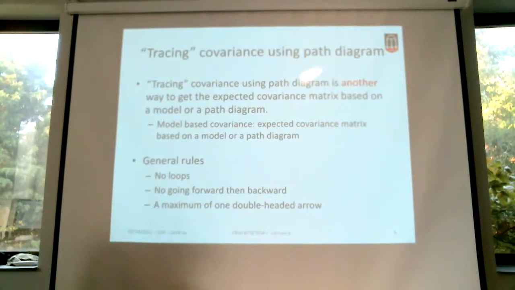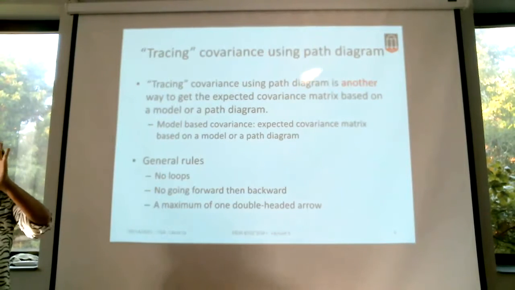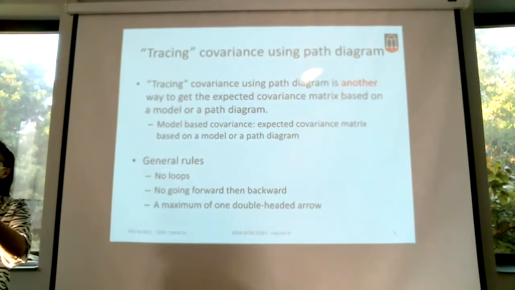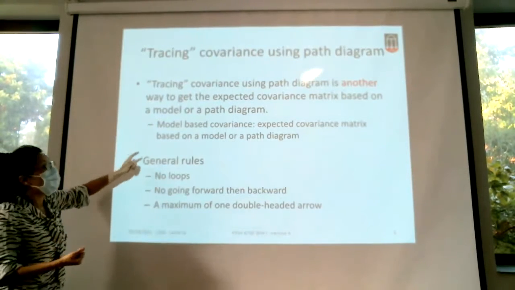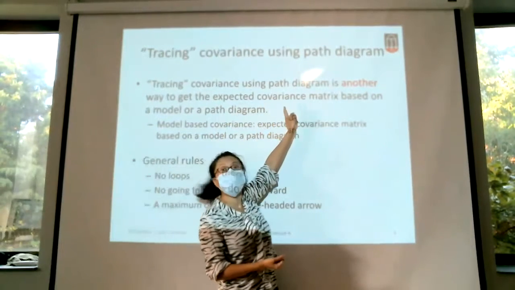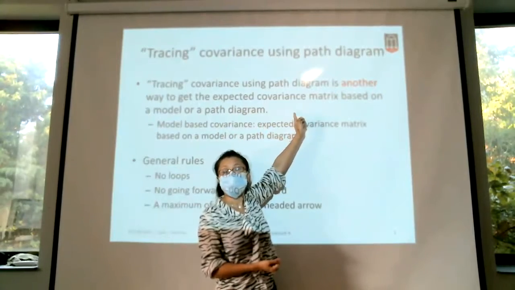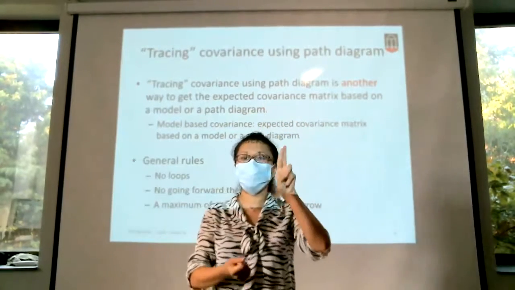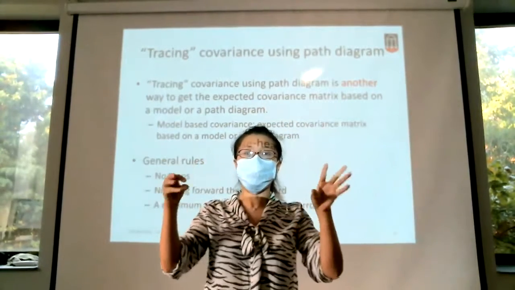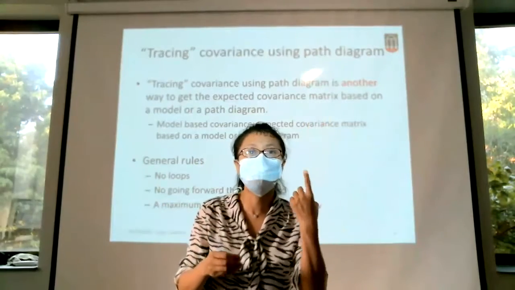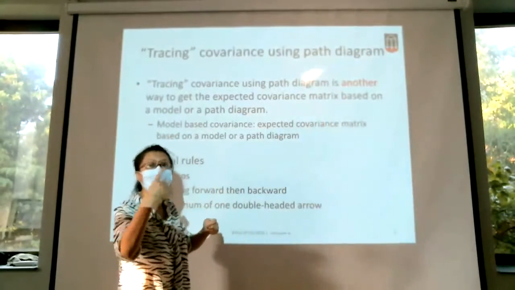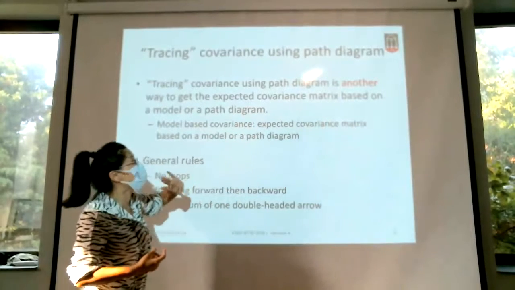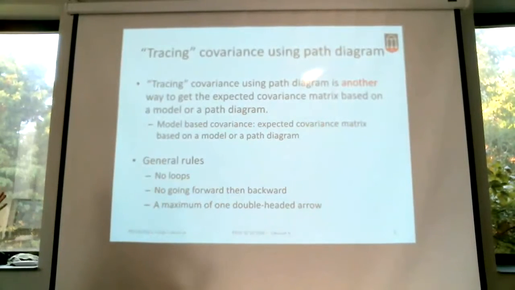In the tracing method, we do not need to know the mathematical form of the model. Instead, we need to clearly know the path diagram. As I mentioned, we have two ways to show the SEM model. One way is to use the path diagram, the other way is to use a mathematical form. By using this way, the path diagram is the key point. You don't need to know the equation.